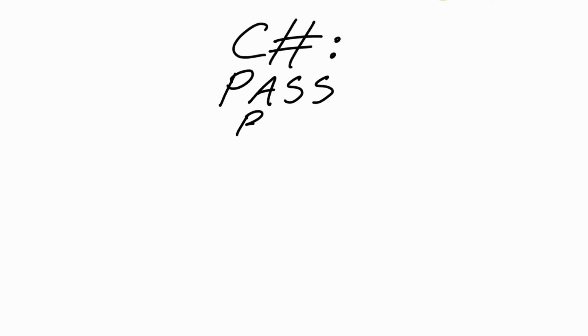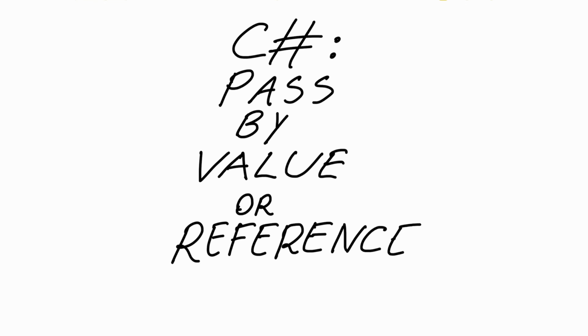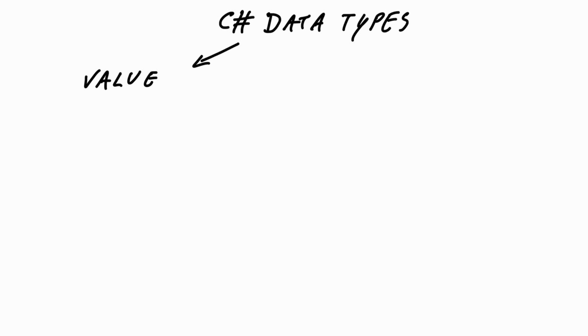Hi guys, so today we'll be talking about a kind of confusing topic of C#, passing data by value or by reference. As you may know, C# is a strongly typed programming language, which means that the data types have to be declared when using them. These data types can be split in two main categories: value types or reference types.